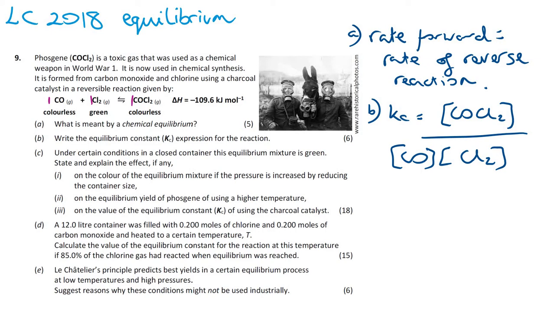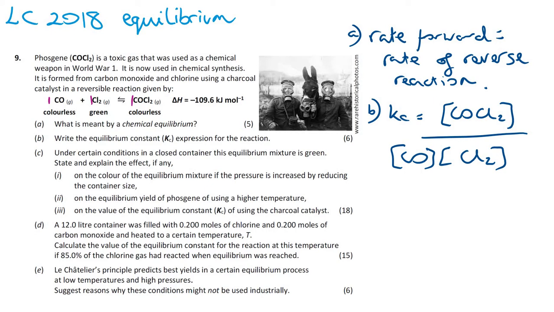Under certain conditions, in a closed container, the equilibrium mixture is green. I can explain the effect on the colour of the equilibrium mixture if the pressure is increased by reducing the container size. So that's one way of increasing the pressure, reducing the volume. Here, pressure is caused by the gaseous molecules hitting the sides of the container, and an increase in the number of molecules hitting the sides of the container will result in an increase in pressure.